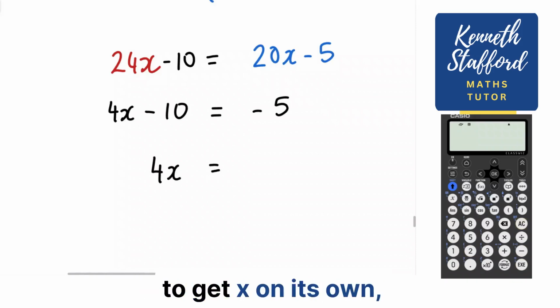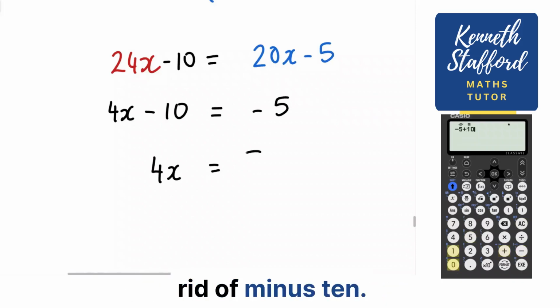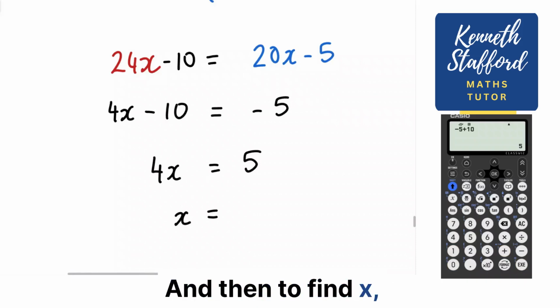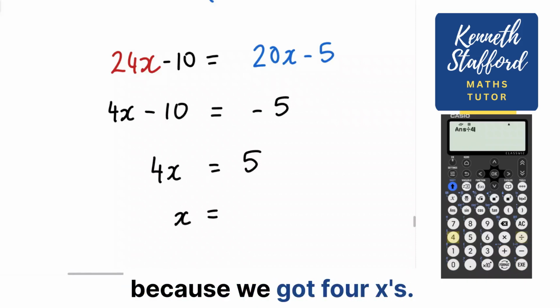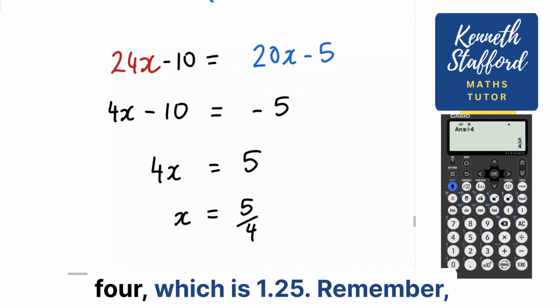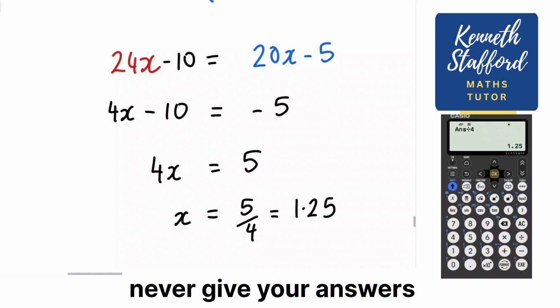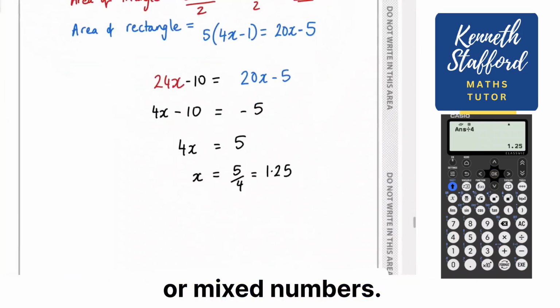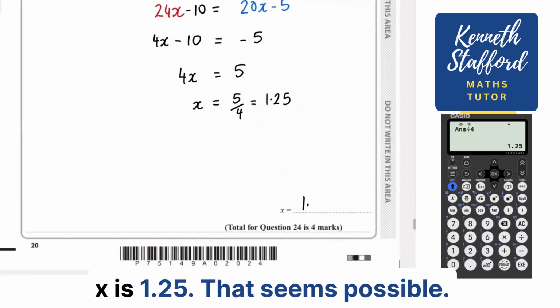We're ultimately trying to get x on its own, so let's get rid of the minus 10. So we just have 4x on its own. We have to add 10 to get rid of minus 10. Minus 5, add 10 is positive 5. And then to find x, we need to divide by 4 because we've got 4 x's. So 5 divided by 4, which is 1.25. Remember, never give your answers in proper fractions. We can give them as decimals or mixed numbers. And we're going to say, right, x is 1.25.